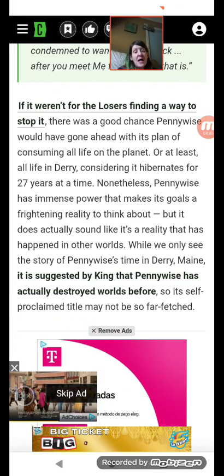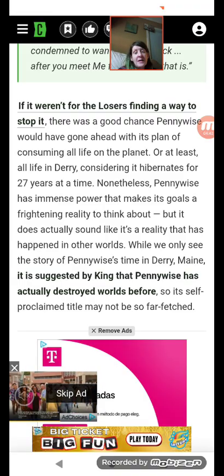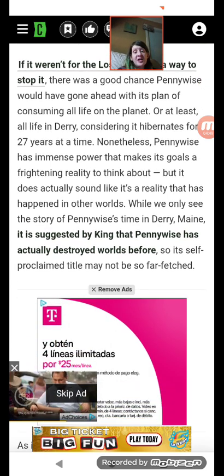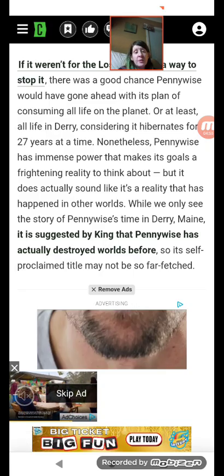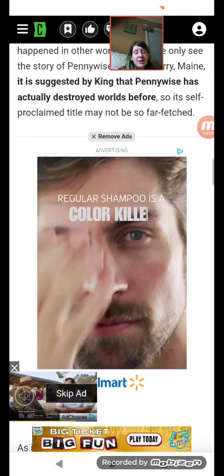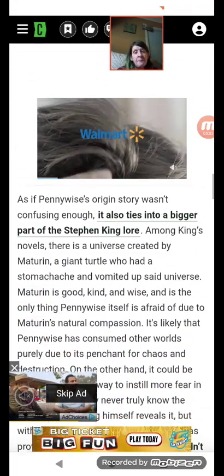But it does actually sound like it's a reality that has happened in other worlds, while we only see the story of Pennywise's time in Derry, Maine. It is suggested by King that Pennywise has actually destroyed worlds before, so its self-proclaimed title may not be so far-fetched.